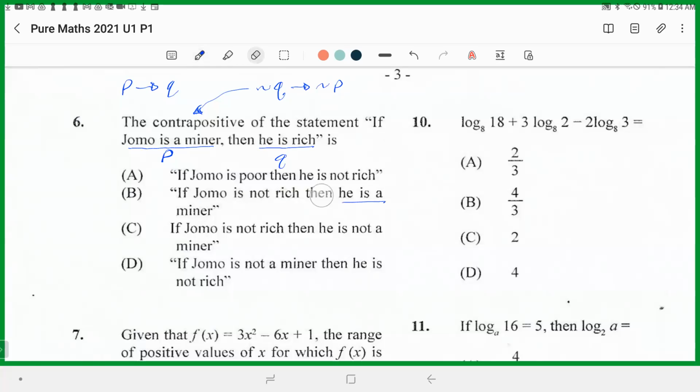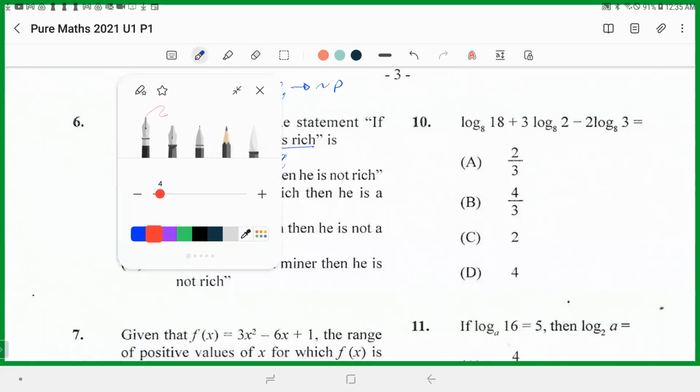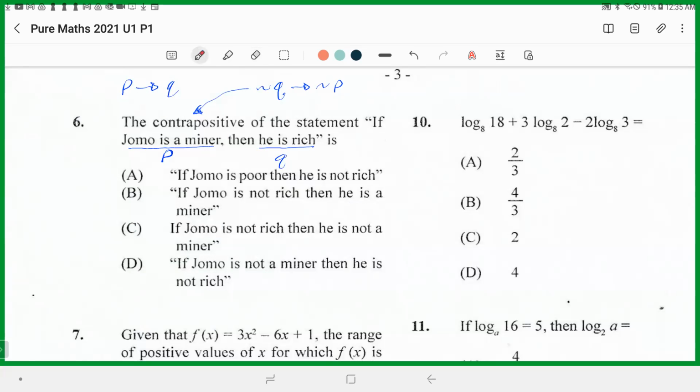No, that's not it. So we can eliminate this one. Eliminate this one. We'll start with Jomo. So eliminate that one. If Jomo is poor, we're not going to say not rich means poor, right? We have to go with the statement that they gave us. We don't know that not rich means poor, so we can't say that. All right. We have to say not rich. If Jomo is not rich, then he is not a minor.